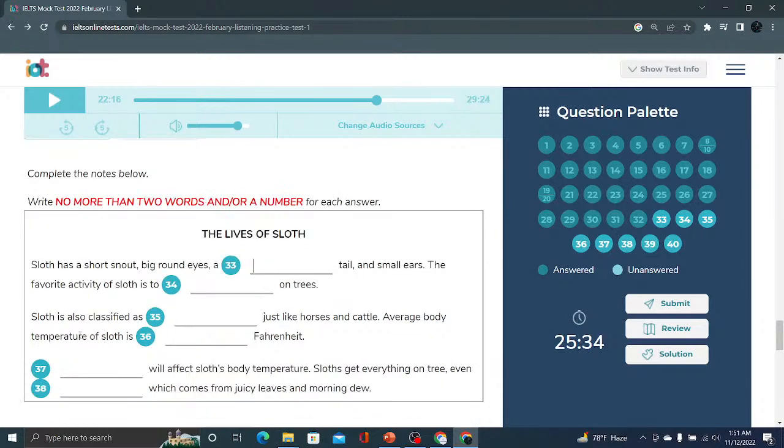Okay, sloth has a short, not big round eye, a blah blah. A is a keyword, big round is a keyword, and also a keyword, a blah blah tail.